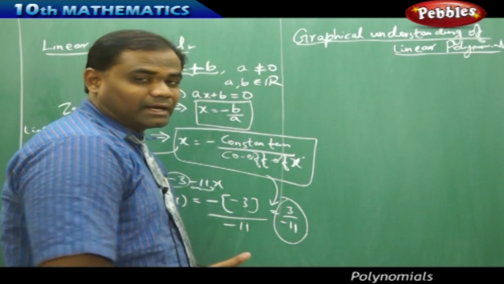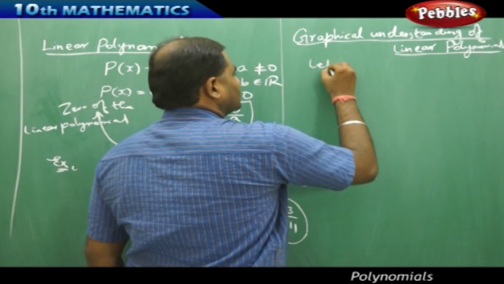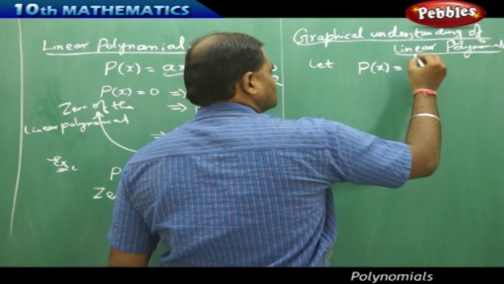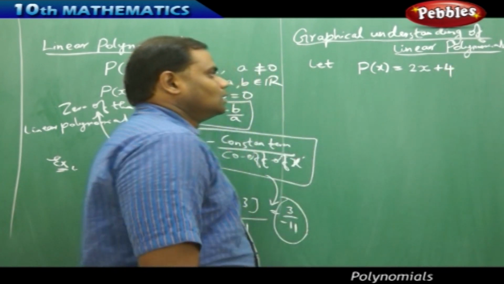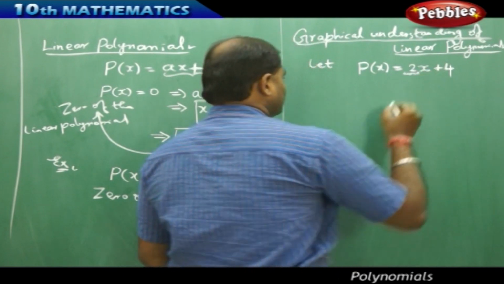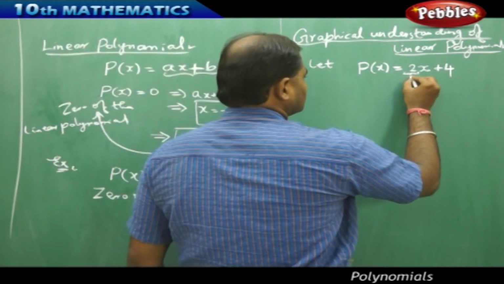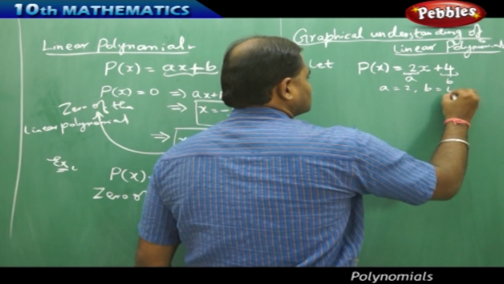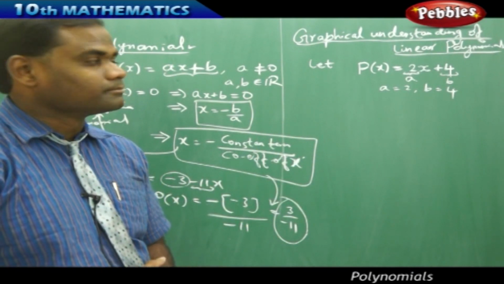So let me randomly take one polynomial example which is linear. Say, let p of x is equal to 2x plus 4. Now this is a linear polynomial where, when I compare with the general form, this is a and this is b. Therefore, my a is 2 and b is 4, is how I identify this linear polynomial respectively with a and b.